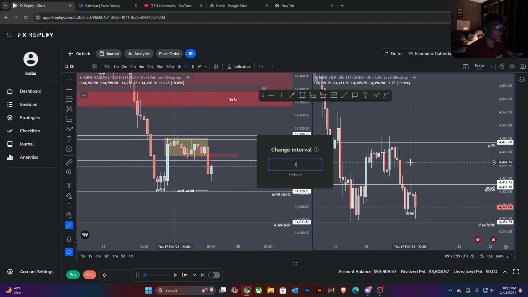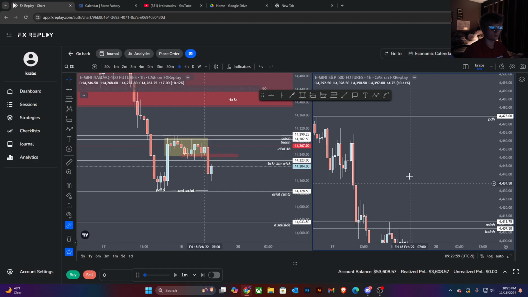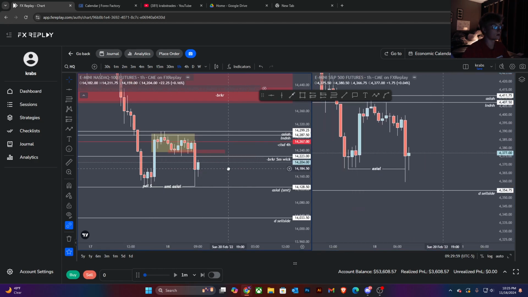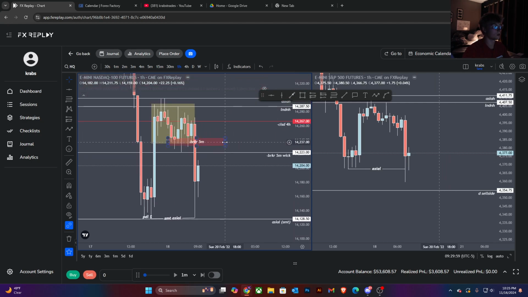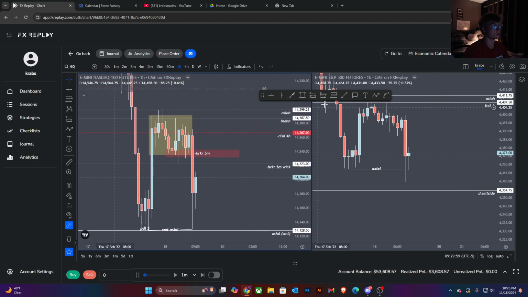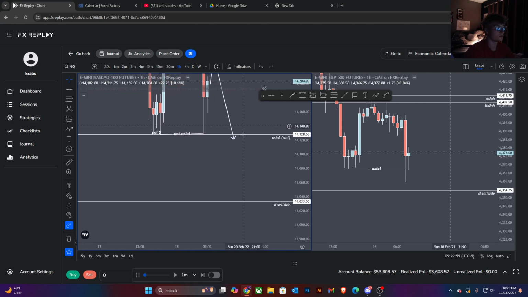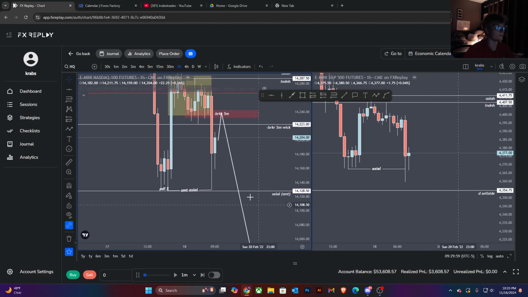See the hourly. Looks like we inverse this hourly as well. Alright, so what I want to see right now is a run higher into this area for shorts. And I'll take shorts down to here.